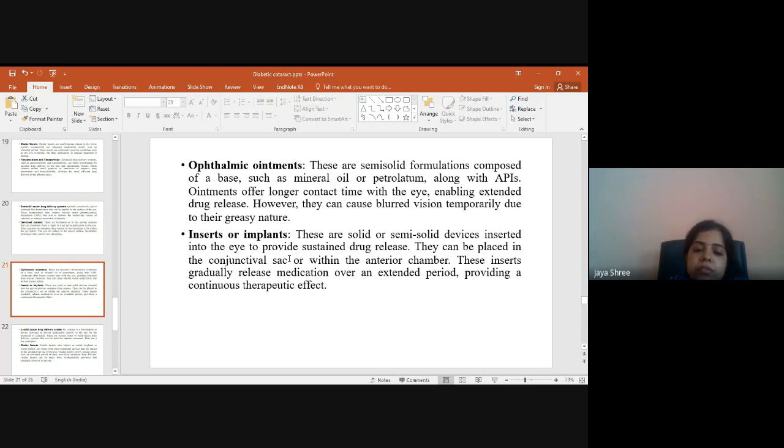And the inserts or implants are there. They can be solid or semi-solid devices inserted into the eye to provide sustained drug release. They can be placed in the conjunctival sac or within the anterior chamber. These inserts gradually release medication over an extended period, providing a continuous therapeutic effect.